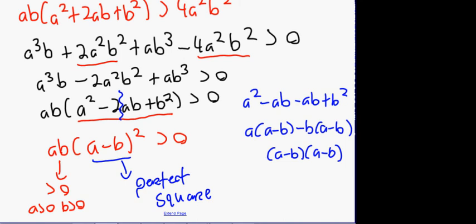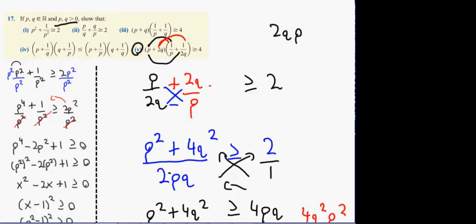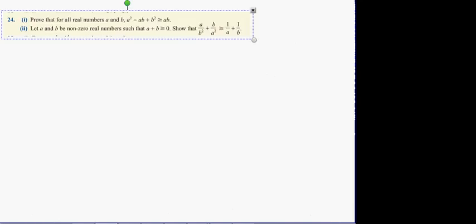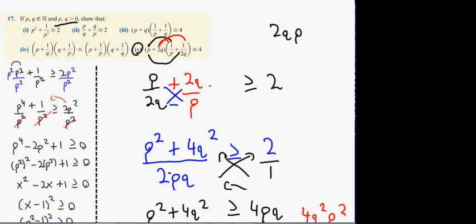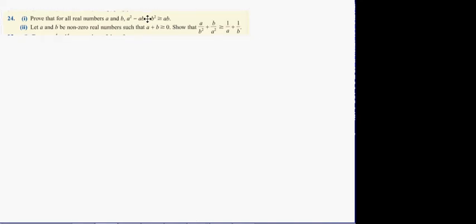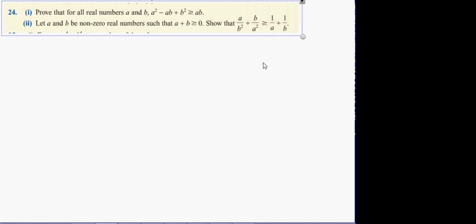So we'll do that. We'll do something like that again. Okay, number 24 now, is it? 24? Okay. 24. Okay, this one here. Prove that for all real numbers, a squared plus b squared is greater than or equal to 2ab.